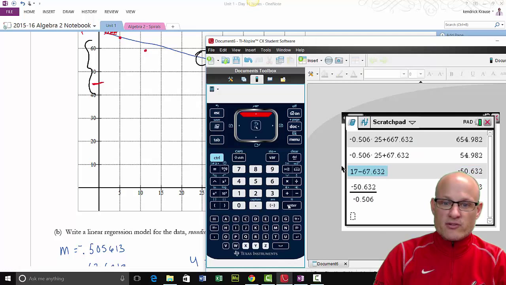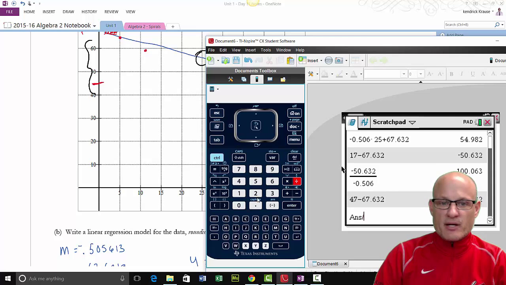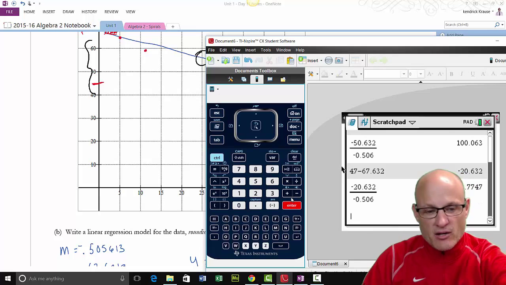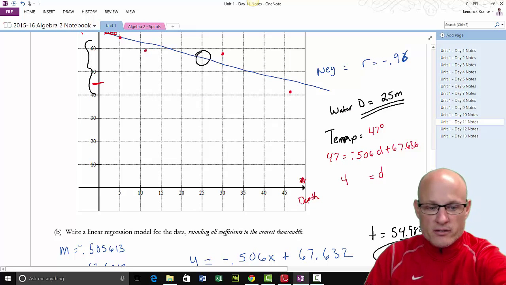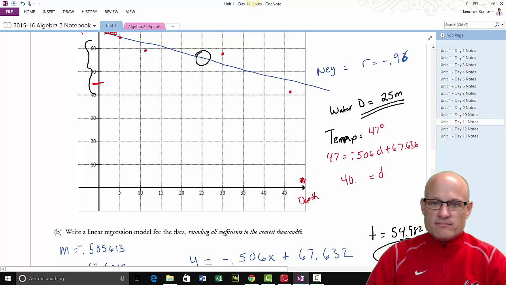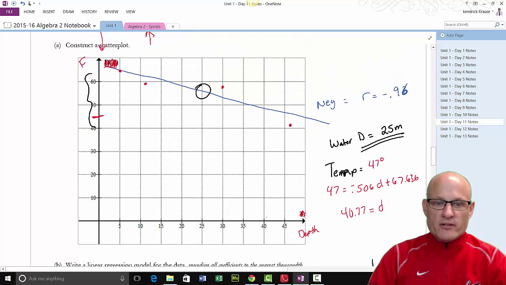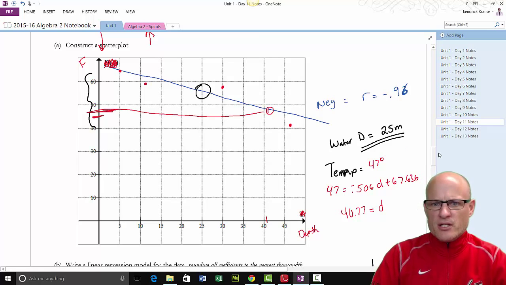Instead of 17, I'm going to do 47. Delete. I'm going to do 47, and then I'm going to divide by negative 0.506. And I should get 40.77. So my depth should be about 40.77, or about 41 feet. Well, let's see. If I had a depth of 41 feet, right about here, would that give me a temperature of about 47 degrees? And yeah, sure would be.